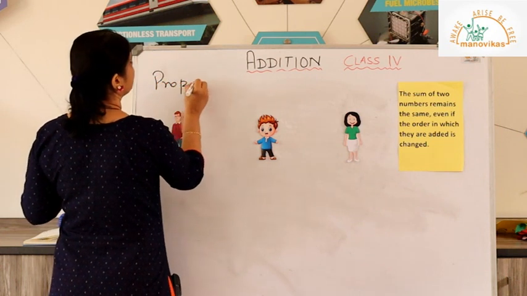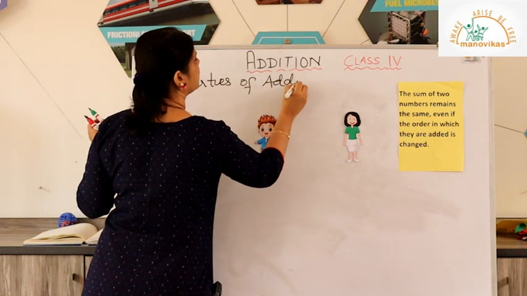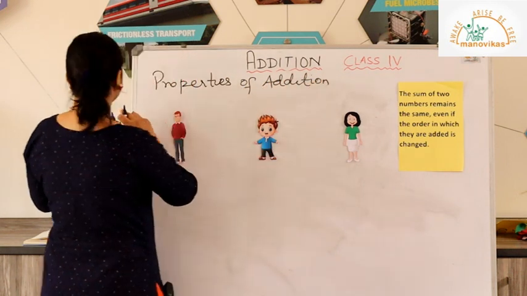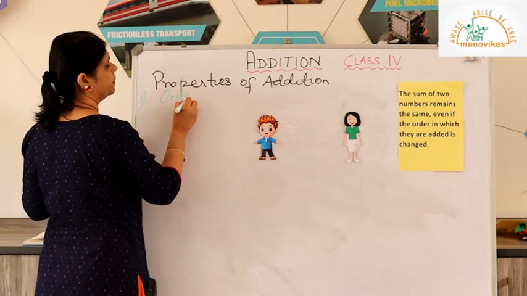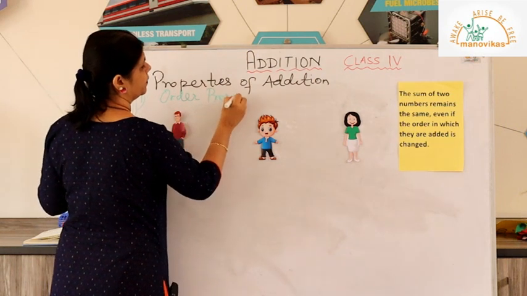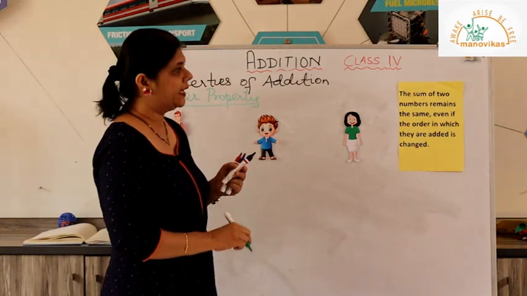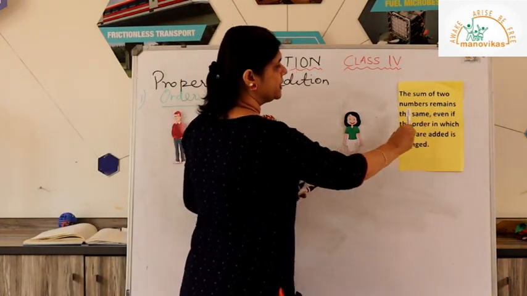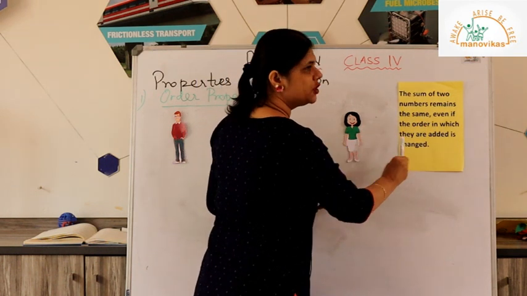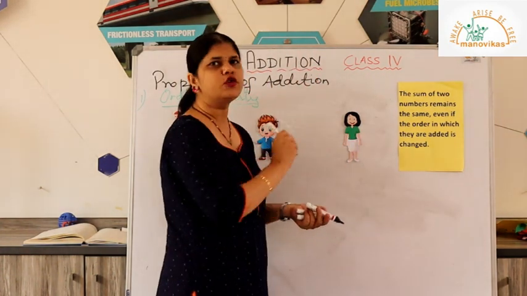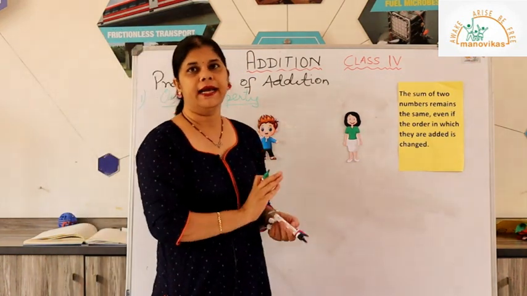So, properties of addition, right? Now, the first property is the order property. Now, this property states that the sum of two numbers remains the same even if the order in which they are added is changed. I repeat, the sum of two numbers remains the same even if the order in which they are added is changed.